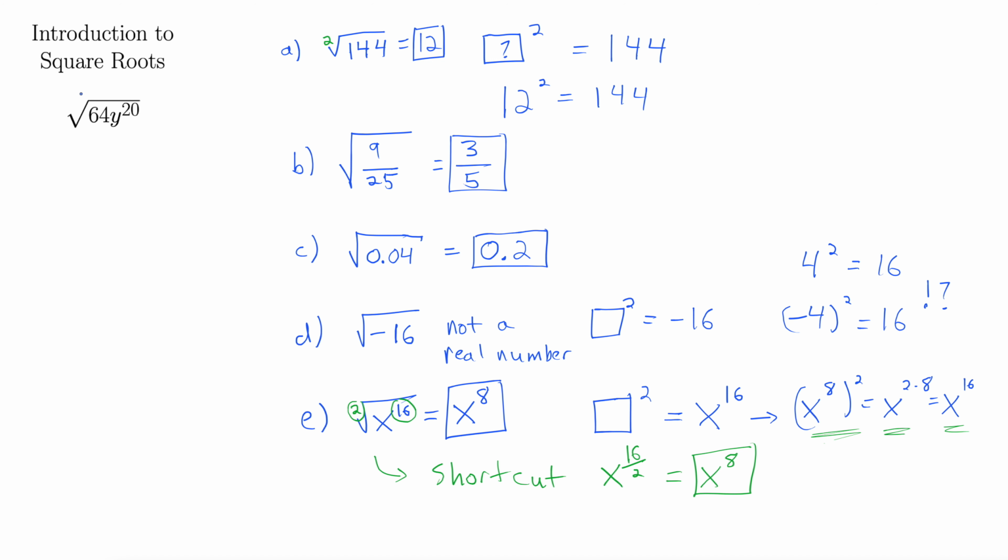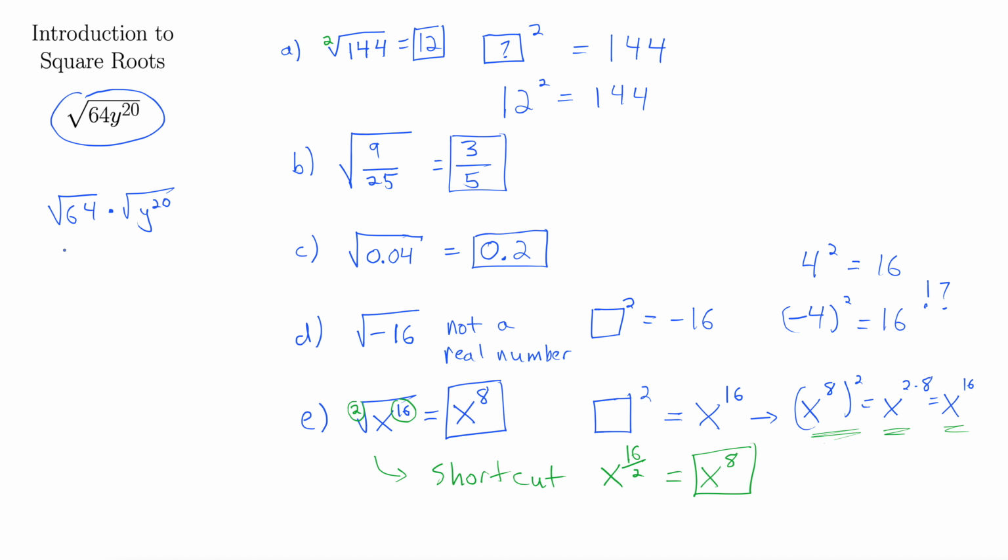The square root of 64y to the 20th. Let's break this into two pieces. Let's break this down into the square root of 64 times the square root of y to the 20th. You can do that. It turns out square roots can be broken up like that over multiplication. If this was plus or minus between them, we could not break it up like that. But since it's multiply, we can.